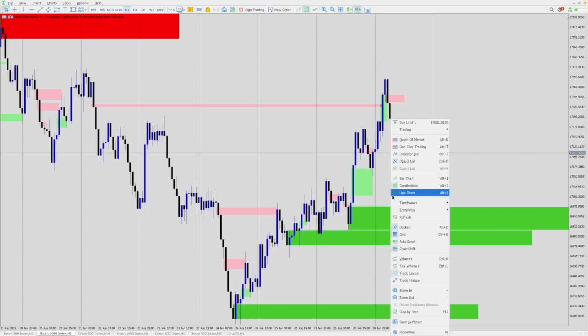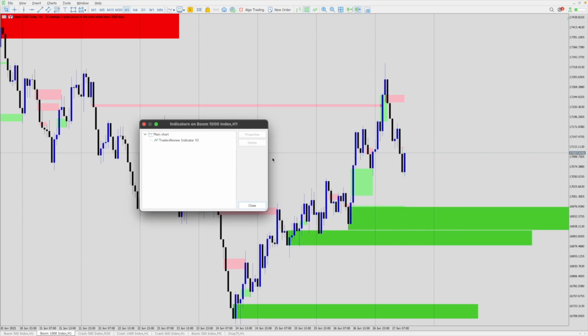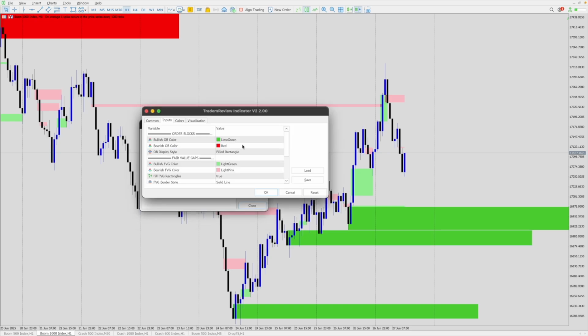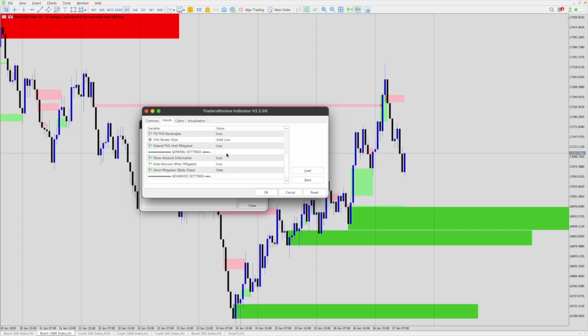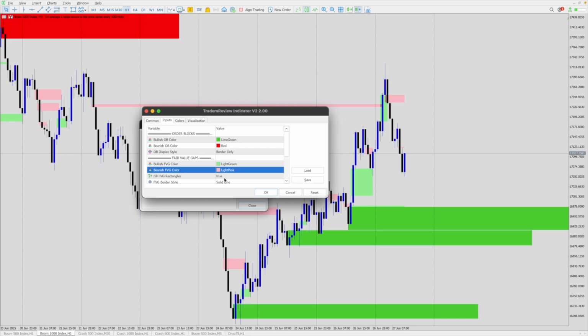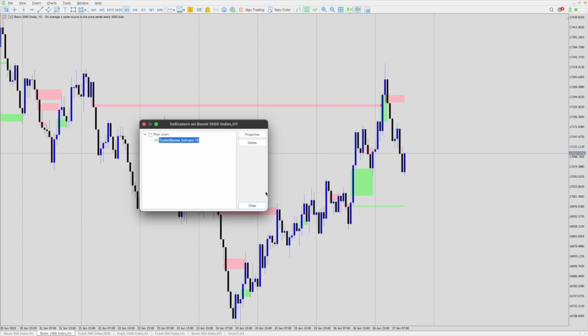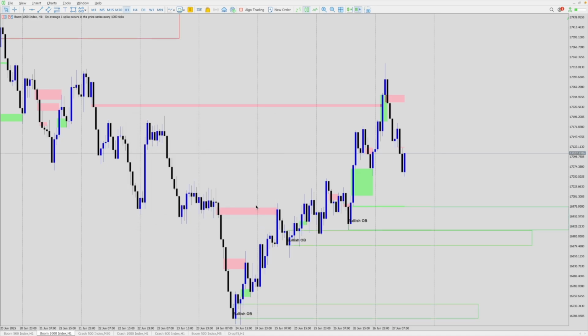So what you want to do, you can customize this indicator when you go inside of it. You can, for example, make these solid lines a nice border only. You can change the colors, some settings right over here, like the mitigation and everything like that. So as soon as you click this and it refreshes, you can see it looks a little bit cleaner and it only outlines the order blocks.